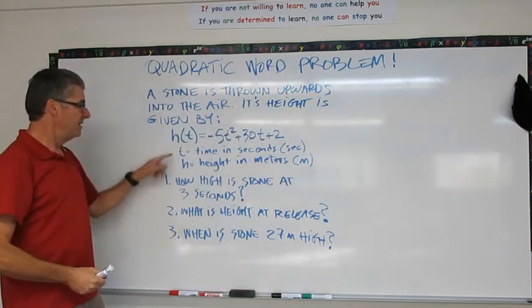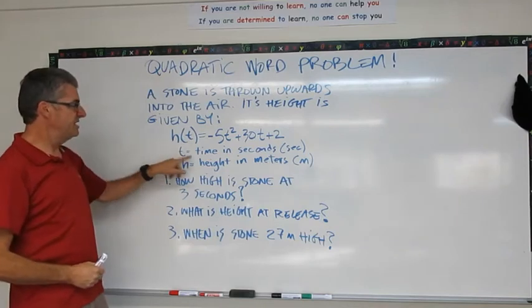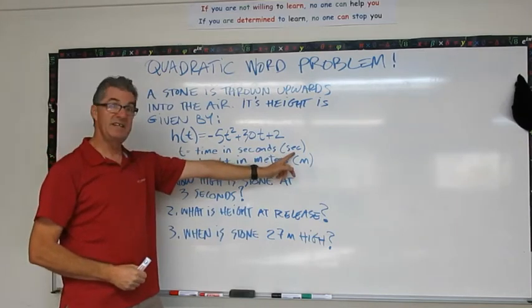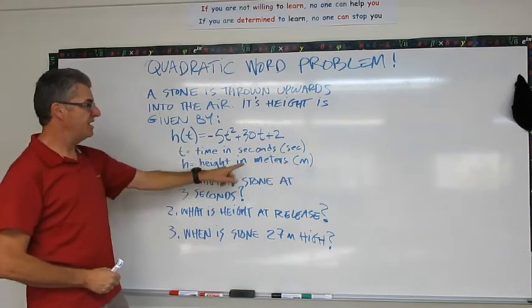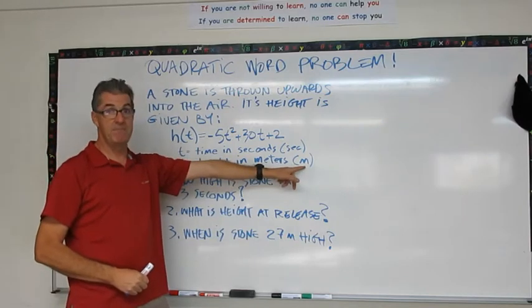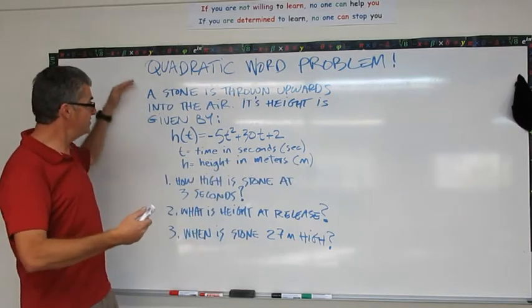Okay, great. Then I defined your variables for you. t is time in seconds, we abbreviate sec. And h is height in meters, which we abbreviate m. Okay, so now we have our situation.